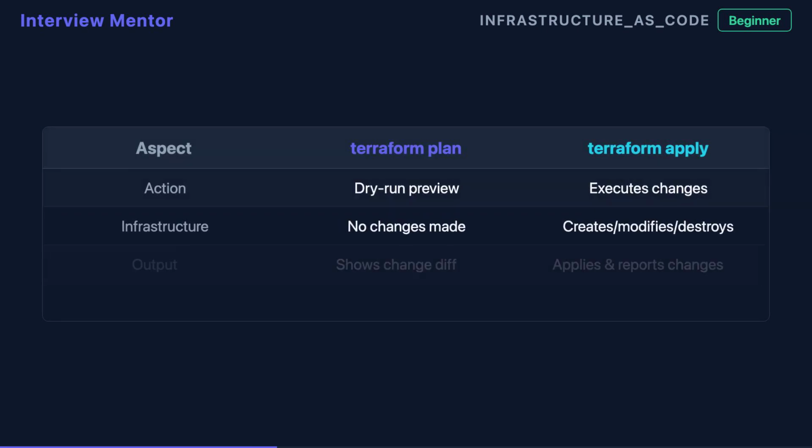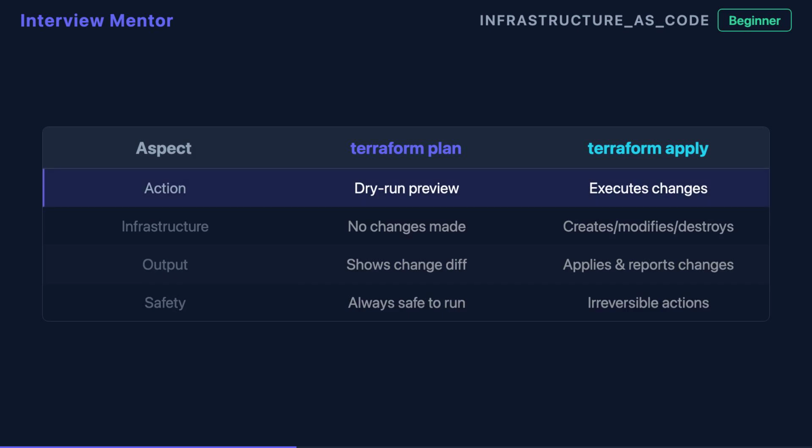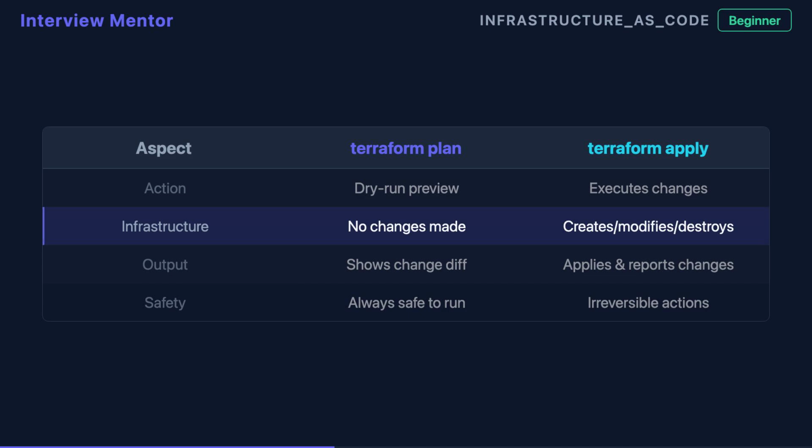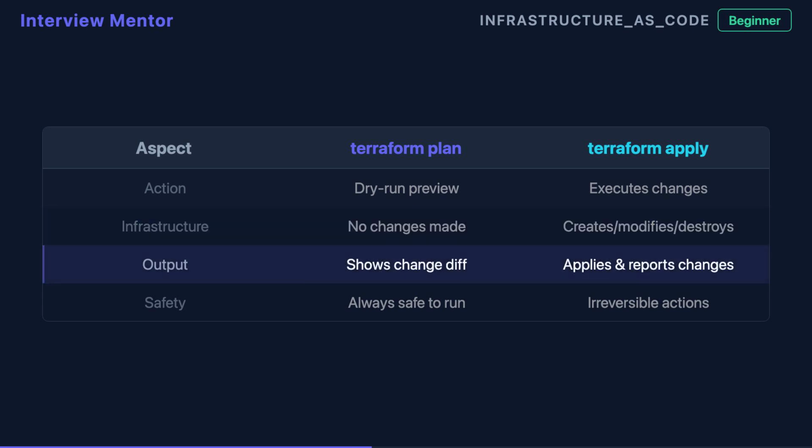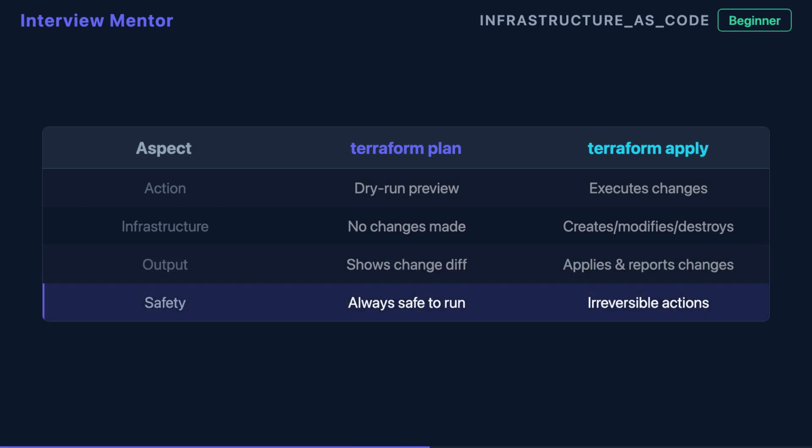Terraform Apply is where the real action happens. It actually provisions, modifies, or destroys infrastructure to match your configuration. By default, Apply first generates its own plan, shows you the diff, and then prompts for your confirmation before doing anything. Once you type yes, Terraform begins making API calls to your cloud provider, creating resources, updating settings, or tearing down what's no longer needed.